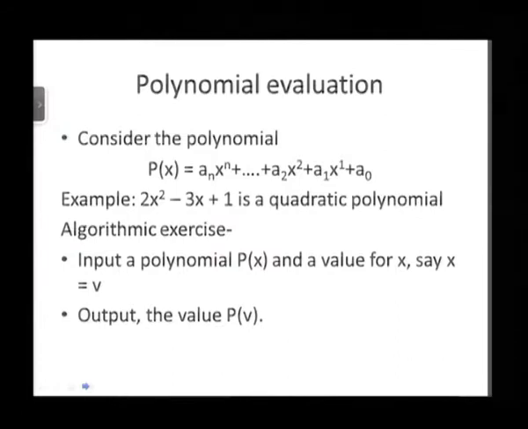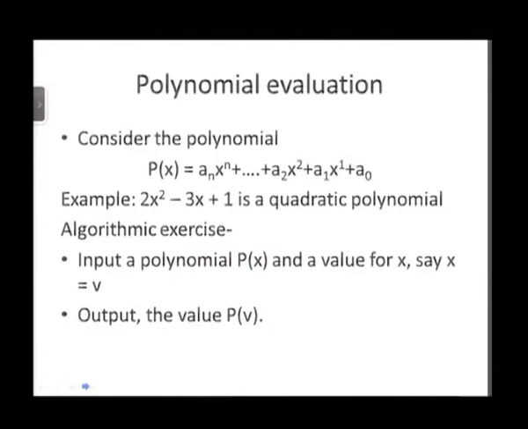polynomial is p and x is a variable, and the polynomial is a n x power n plus a n minus 1 x to the power of n minus 1, all the way up to a 2 x square plus a 1 x plus a naught. So, this is a polynomial of degree n, which means that the variable x occurs as x power n, and a0, a1 to an are coefficients.